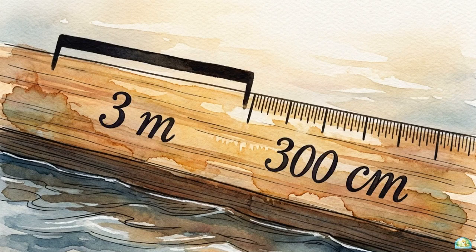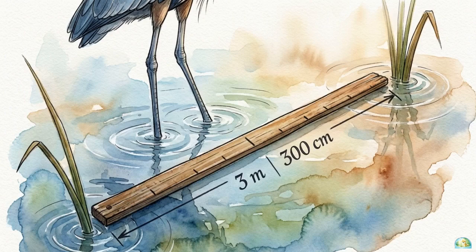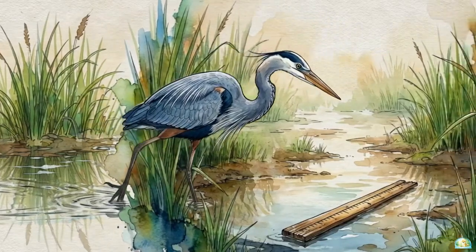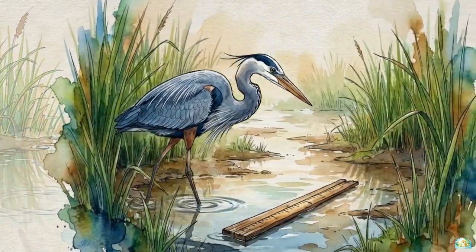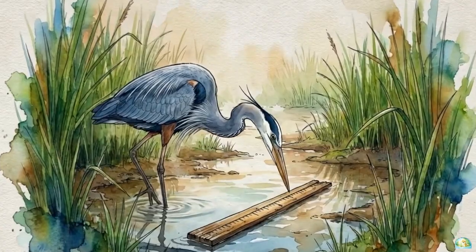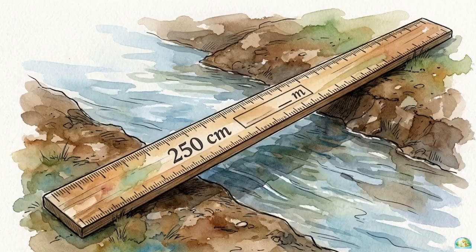The numerical value grows from 3 to 300 because it takes many more of those tiny centimeter units to fill the exact same physical space as 3 large meters. Moving further into the reeds, Wren measures a narrow channel. Her reed shows a width of 250 centimeters, but this time the survey requires the distance recorded in meters.